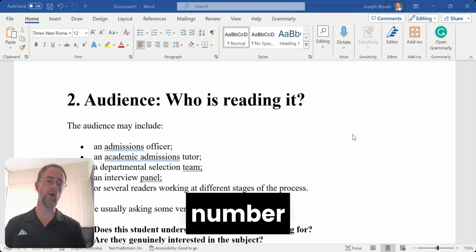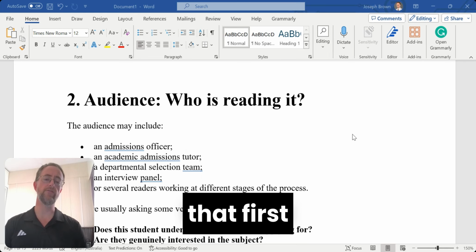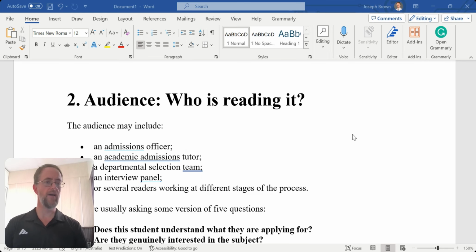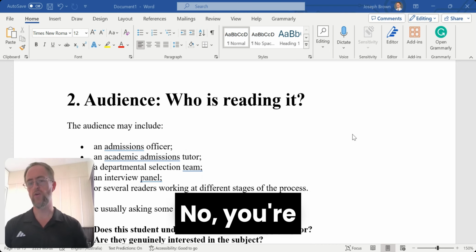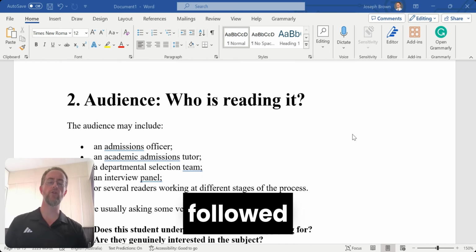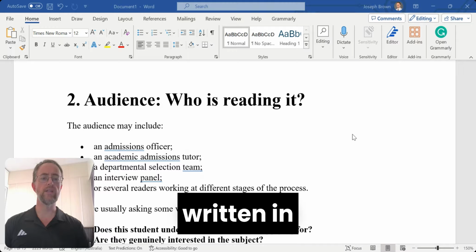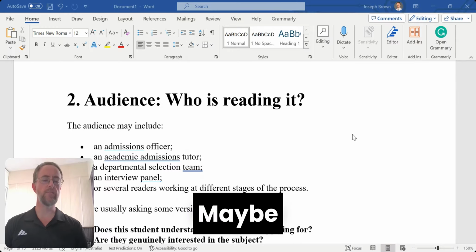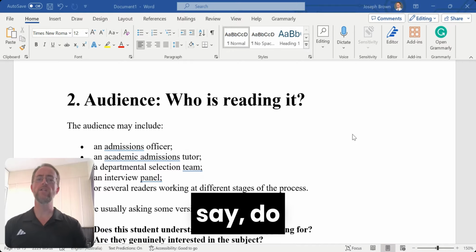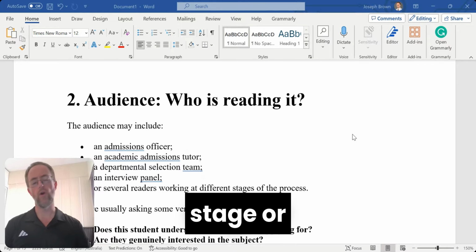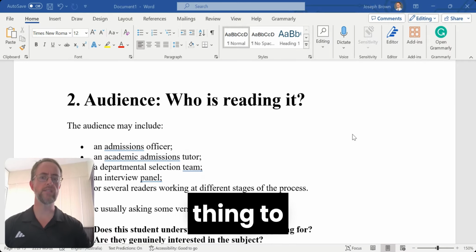So make sure, number one, that you're following all the rules, because that first stage might be simply, have they followed the rules? Yes. Next stage. No, you're out. So make sure that you have followed the rules. Have you written in the right academic register? Maybe that's the second stage or possibly even the first stage. They're going to read it and they're going to say, do they go to the next stage or not? So that's an important thing to consider.